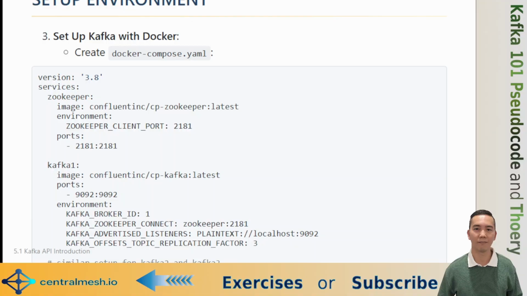We'll use Docker to set up Kafka. Start by creating a Docker Compose YAML file. This file defines a multi-container setup, including Zookeeper and multiple Kafka brokers. Once the file is ready, use Docker Compose to start the cluster.